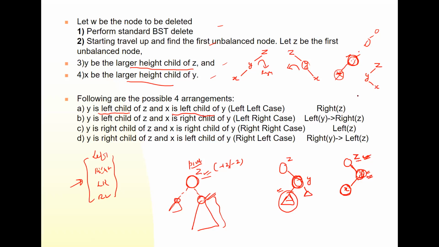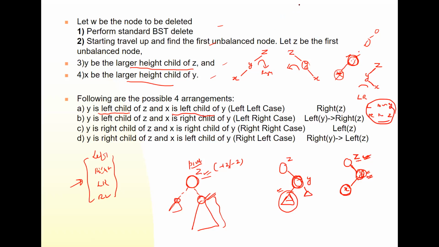One is towards y, left, because it is left to right. This is LR rotation. First will be left about y, and then right about z, that is the pivot node. This is called LR rotation. We have to perform a double rotation.